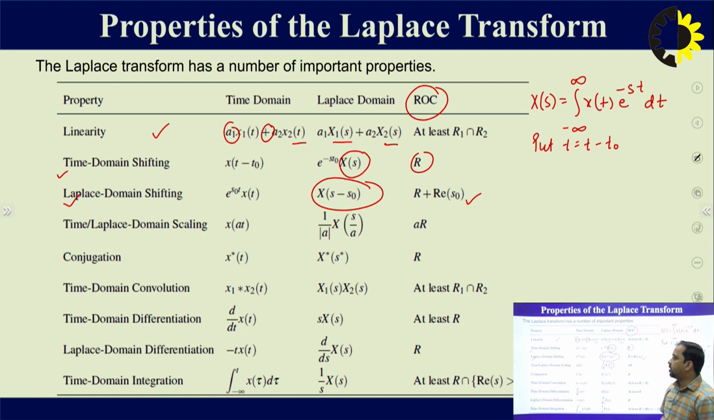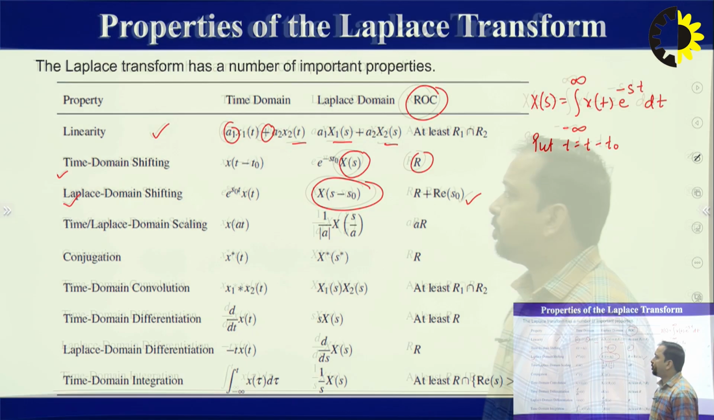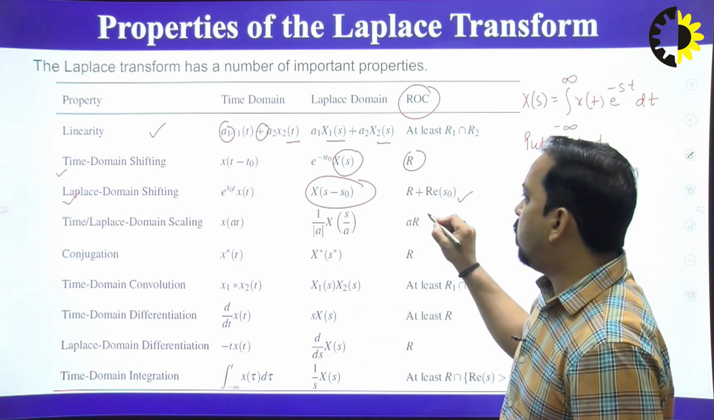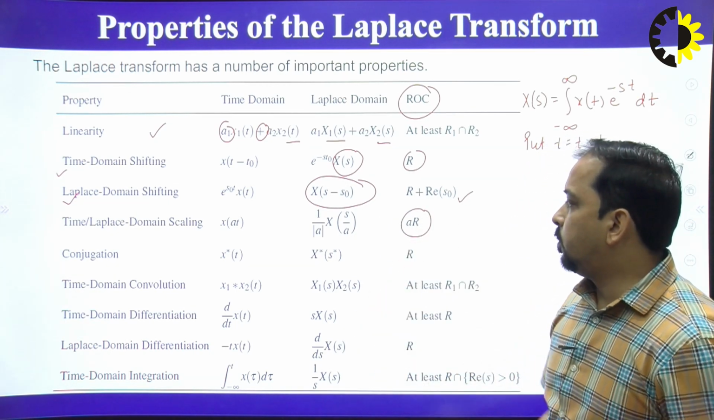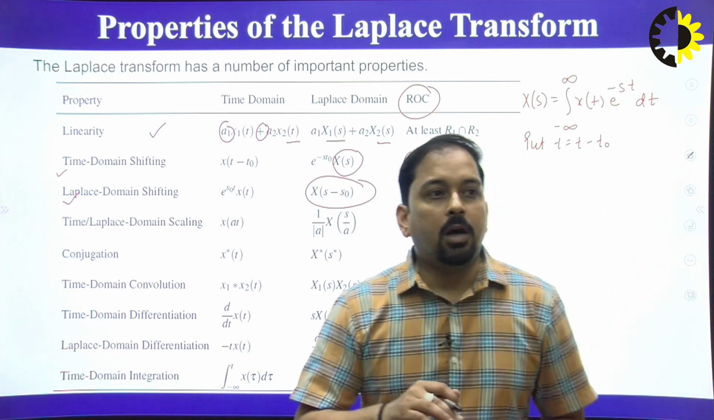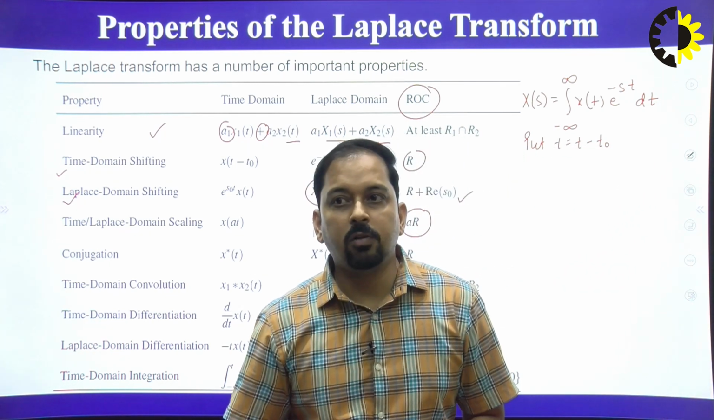Similarly we have time domain scaling and conjugation. These properties, and what their impact on the ROC is, we will see in the next lecture. Conjugation, time domain convolution, time domain differentiation and so on. Later on we'll see this.